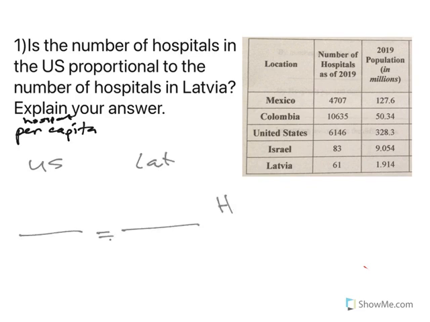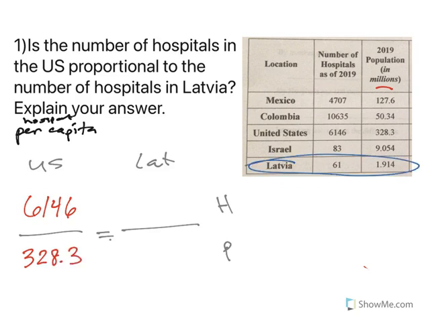And we're going to do hospitals per capita. So we're going to put hospitals in the top, people in the bottom. So for the U.S., our left fraction here, we have number of hospitals, 6,146, and the population is in millions for both of them, so that's great. So I can do 328.3. Then I compare the other side for Latvia. So here's Latvia. They have 61 hospitals and 1.914. We can't compare just the basic number of hospitals because we have to take into account the population.